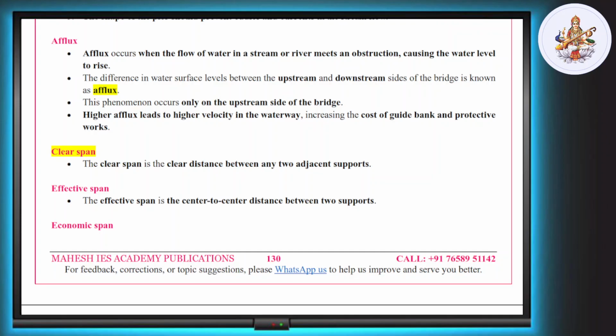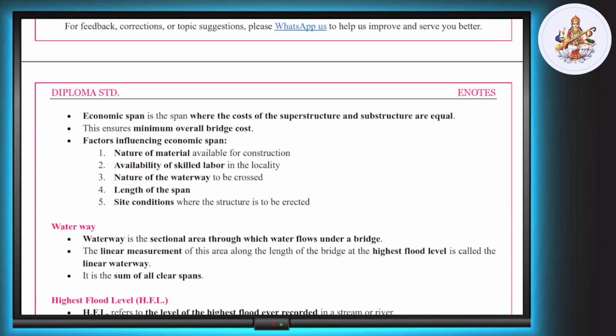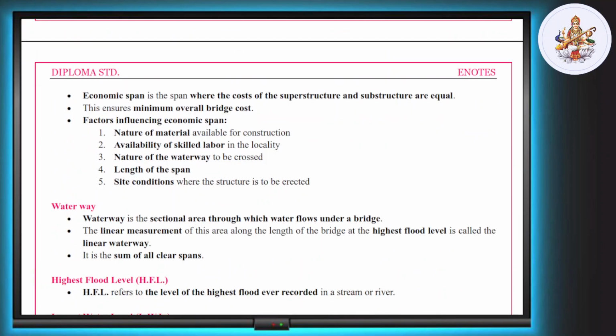Span terminologies. Let's learn 3 important definitions. 1. Clear span. The open distance between two supports without considering their thickness. 2. Effective span. Center to center distance between adjacent supports. 3. Economic span. The span length at which cost of superstructure is equal to cost of substructure, chosen to minimize total bridge cost. Factors affecting economic span: local material availability, labor availability, waterway features, site condition.